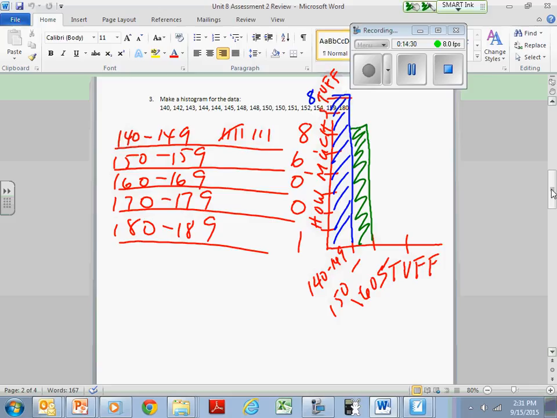Who's the next one? 0, 0, 1. Should I get them all? 1, 2, 3, 4, 5. The fifth one has a 1. All right, let me pause this. I'll just go to the other thing.